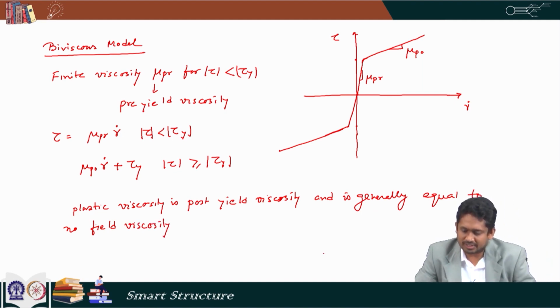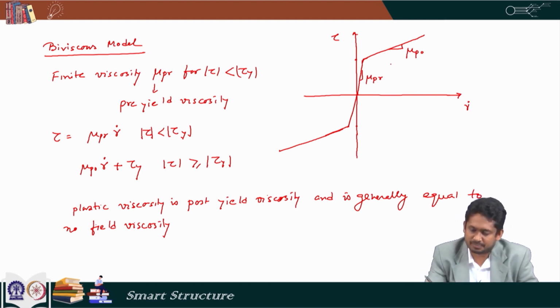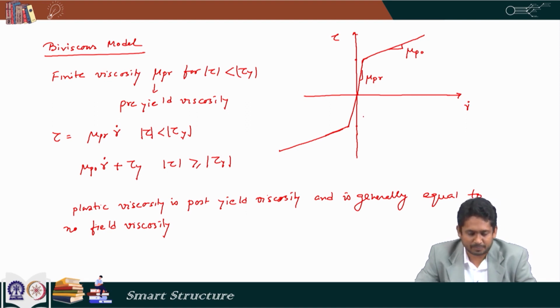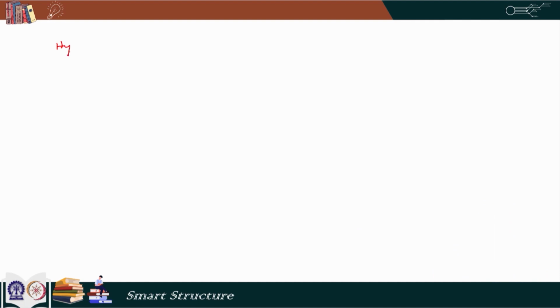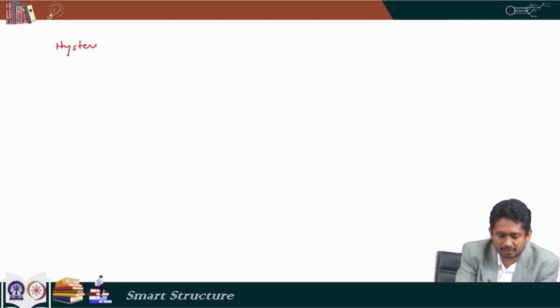Now, in all these discussions we have simplified the behavior, but in general the behavior is not so simple. In the pre-yield region, the material shows a significant amount of hysteresis. So, we generally see a hysteresis in the pre-yield region.